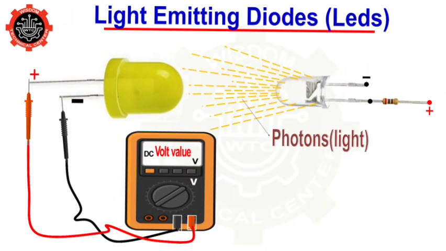But if we shine a light on the LED, like in the picture we are seeing now, this means we are applying or shooting photons, applying light energy back into the LED. Then the process will reverse, meaning that at the anode and cathode of this LED, if we measure its terminals, the LED will produce some small voltage value.